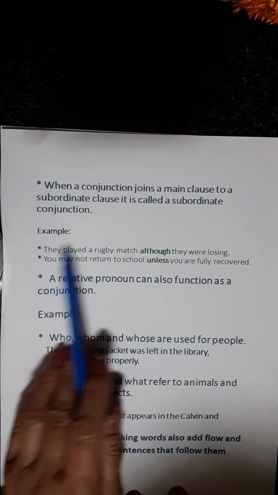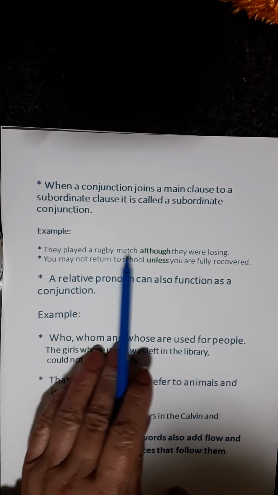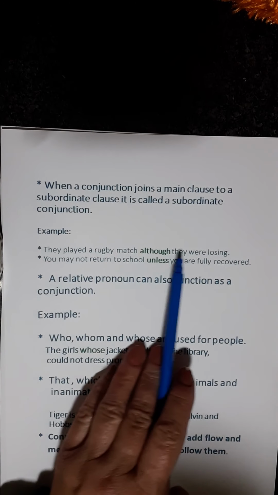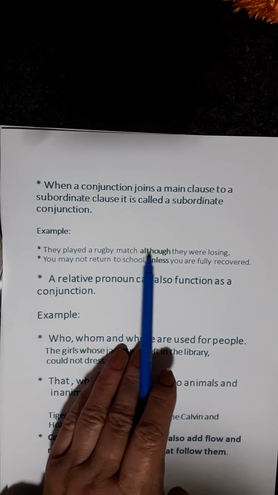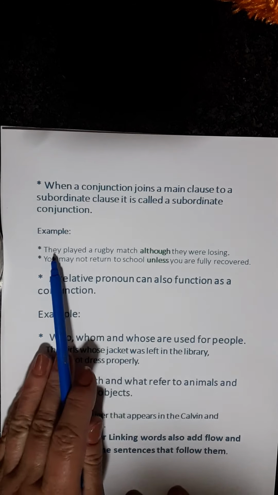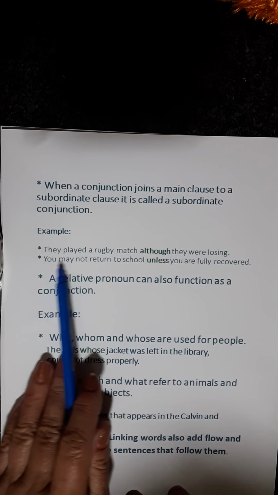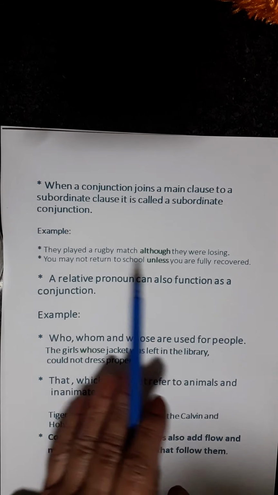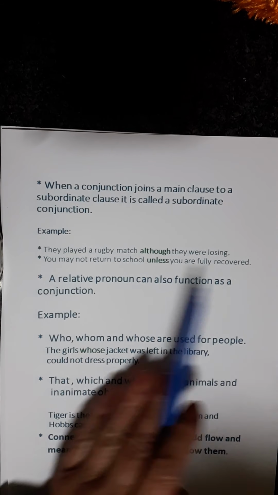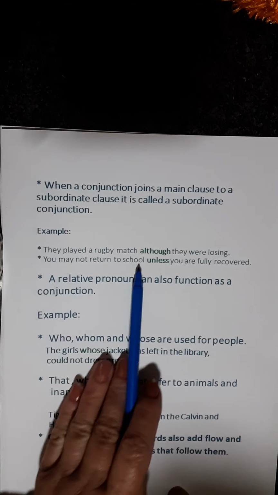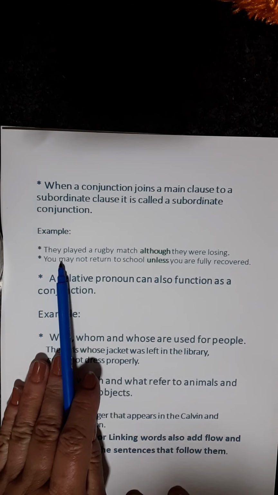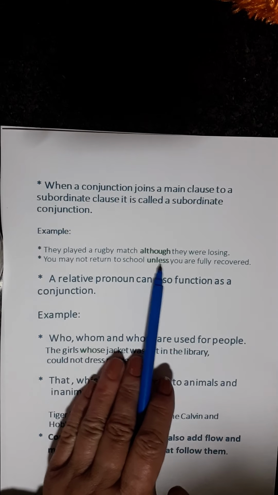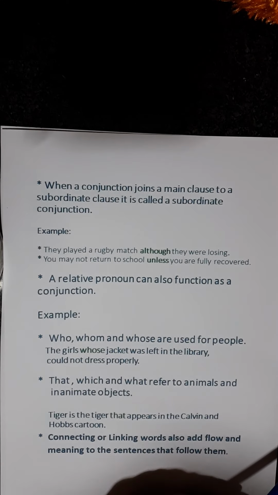Okay, that is the main idea, the playing of the match. This one just adds to that. Therefore, this is the subordinate clause. It's below the main clause. You may not return to school. You are fully recovered. The recovery part adds to the main idea. Okay, the main clause. So you may not return to school unless you are fully recovered.